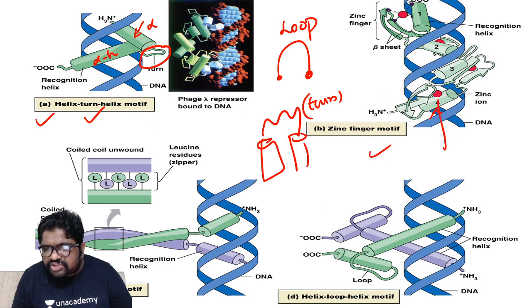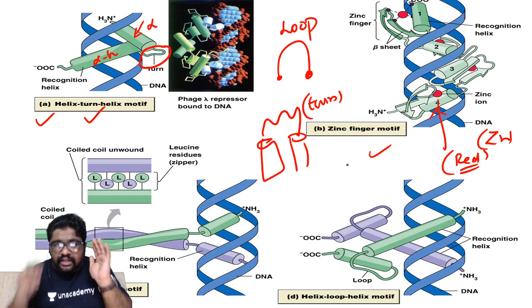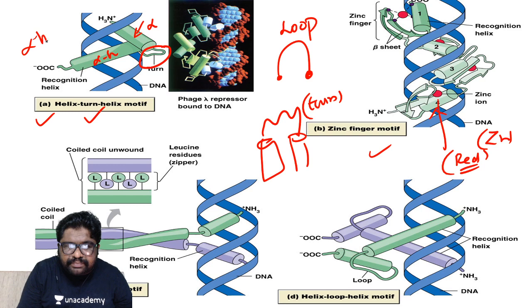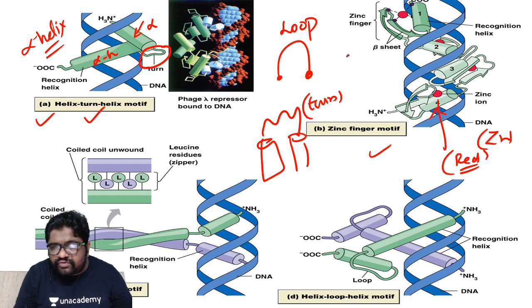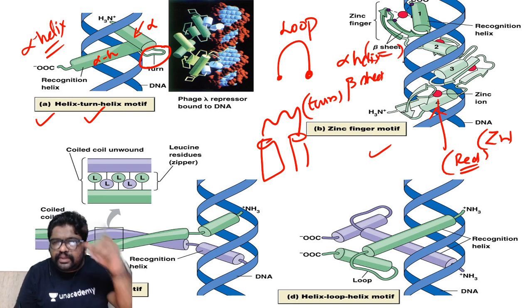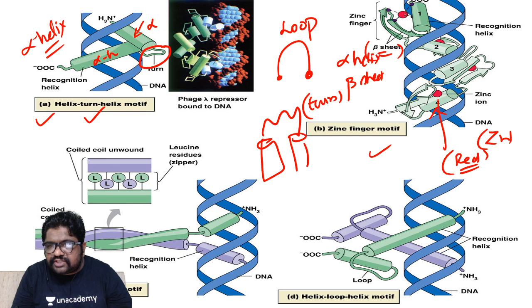The red colored circles that you are seeing here would be the zinc. And between this, you have to understand, listen very carefully: in helix-turn-helix, only alpha helix is present. But in the zinc finger motif, alpha helix is present, beta sheet is also present, and between the alpha helix and the beta sheet you will have turns, and between those areas you will have the zinc.